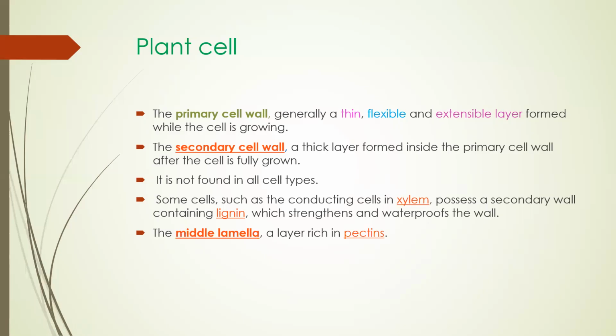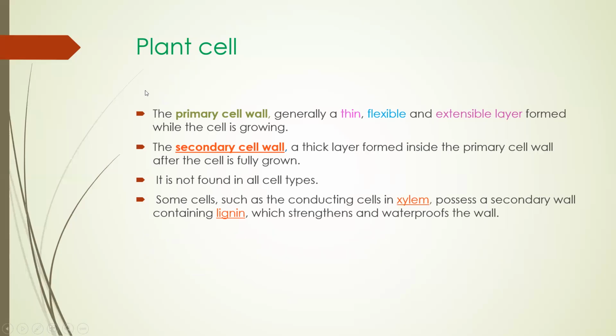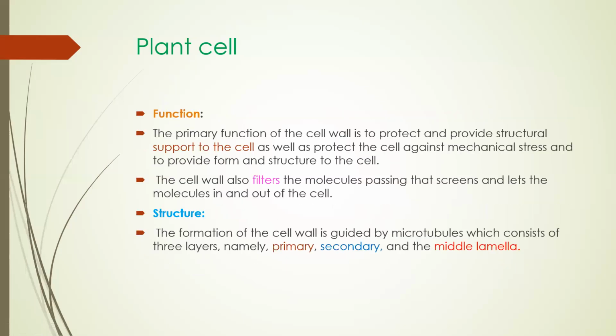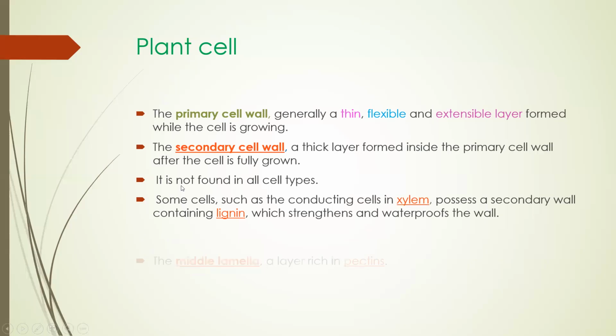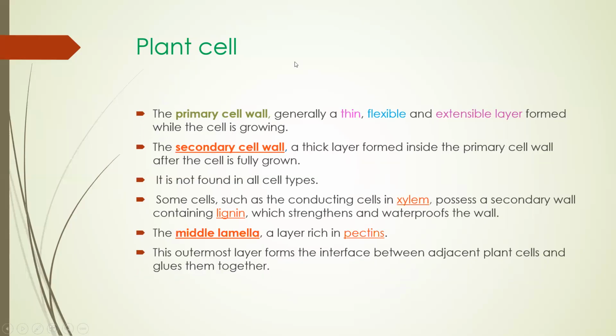Do you understand? This outermost layer forms the interface between adjacent plant cells and glues them together. These are the three layers of the cell wall. First one is the primary cell wall, second one is the secondary cell wall, third one is the middle lamella. Any doubt? Cell wall, it's done. Next, cell membrane.